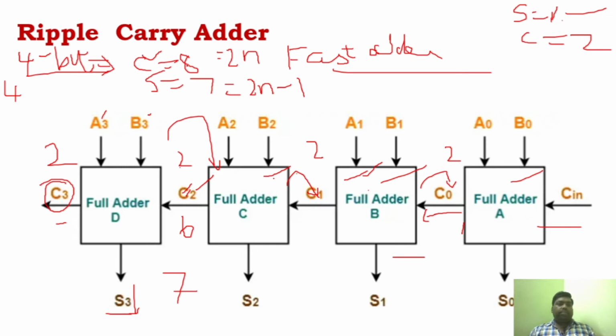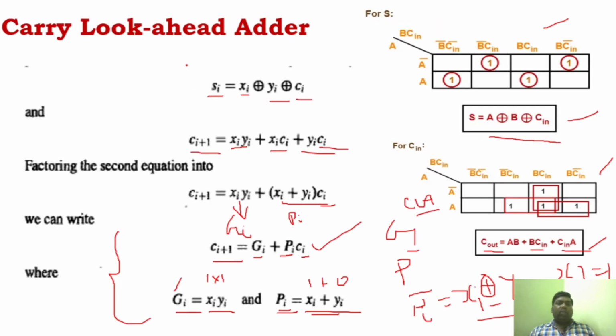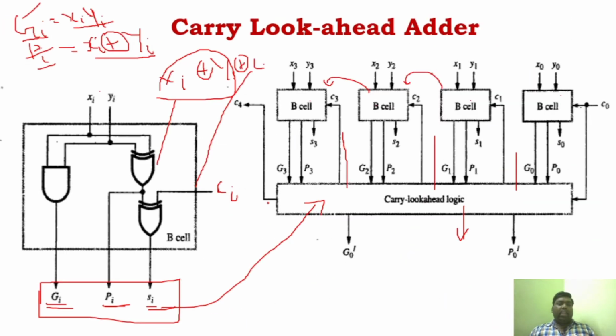And now come to the carry look ahead adder. Now, carry look ahead adder. Understand very carefully. This is the point where we are explaining why the carry look ahead adder is better when compared to the ripple carry adder. Now you understand that for the ripple carry adder, the delay for carry is 8 and sum is 7, correct?